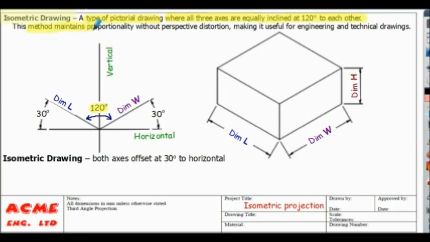This method maintains proportionality without perspective distortion. That makes it useful for engineering and technical drawings. So notice in the isometric drawing, axes are offset 30 degrees to the horizontal. So dimension L of our section shown here is at 30 degrees to the horizontal, and dimension W shown here is again at 30 degrees to the horizontal. So that's often termed isometric projection.